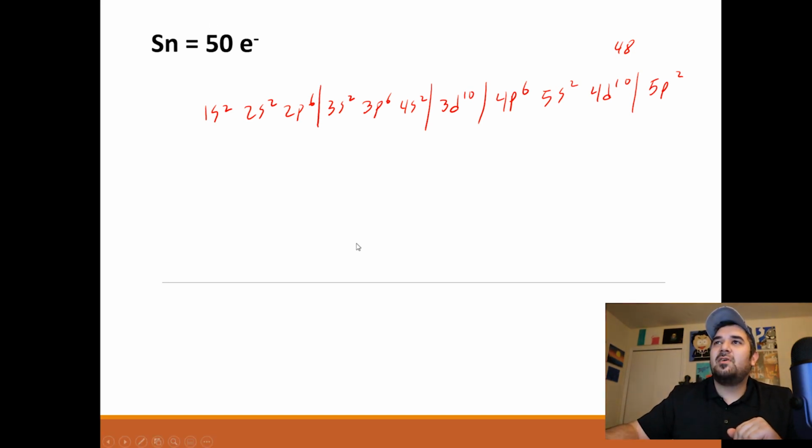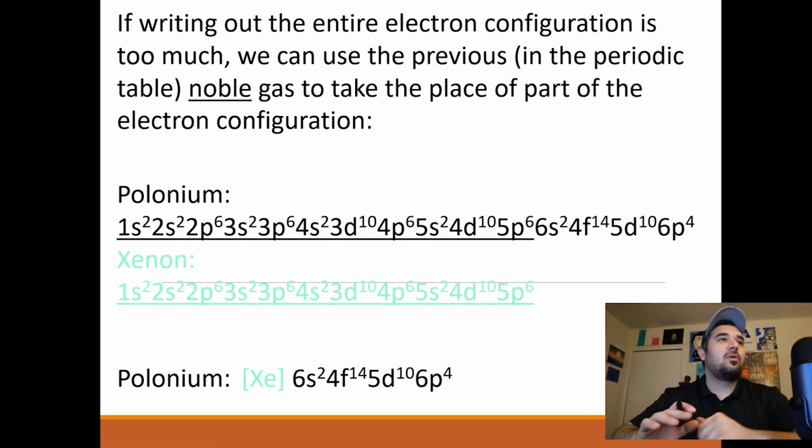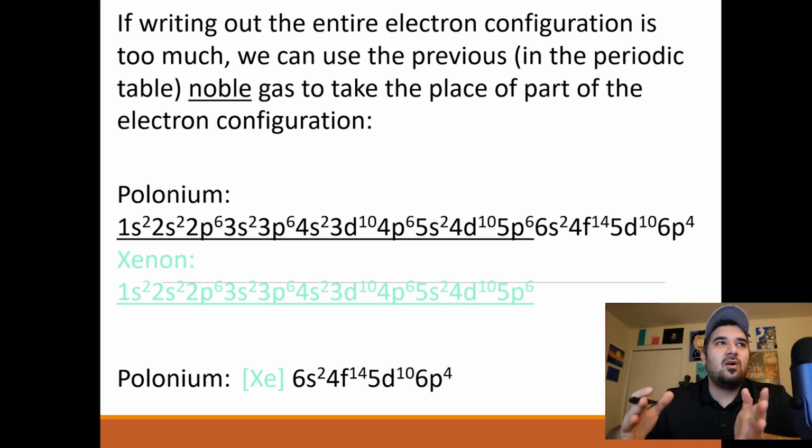So let's go ahead and move on. All right, so next thing I want to show you guys is shorthand configuration. Shorthand configuration basically tells us how to write out the electron configuration for something without writing the entire thing.